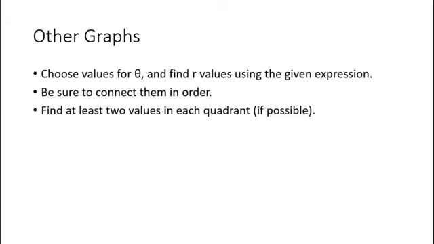And I always like to use the axis values like 0, pi over 2, pi, 3 pi over 2, and then 2 in each quadrant. I find that that gives me a very good graph of whatever it is that I'm trying to graph. So let me show you an example of what that would look like.